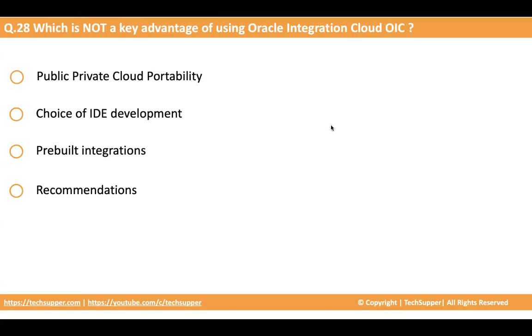Public-private cloud. Of course, we can have our integration between public and private. Choice of IDE development. Looks like it's not a good one, right? We don't have any IDE to develop the integrations. Pre-built integrations, we have recipes and accelerators. Recommendations. In the mapping, we have a recommendation engine which allows us to recommend the mappings. So choice of IDE development looks like the correct answer. We don't have an IDE for Oracle Integration using which we develop the integration. We have a browser-based tool which we use to develop the integrations.